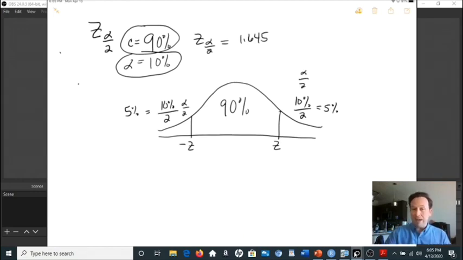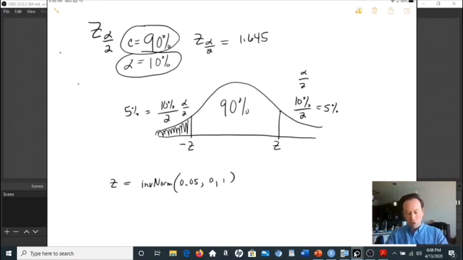So when you say z sub alpha divided by 2, it's literally referring to the left-sided area in front of that negative z-score. Okay? So how would you find that using our calculator? Remember, you could do inverse norm with your calculator code. You would type in the amount of area, which is 0.05, 5%, and then 0 and 1, because that's the mean and standard deviation of z-scores. If you type that into your calculator, you're going to get 1.645. Okay? So that's the meaning of those particular numbers.